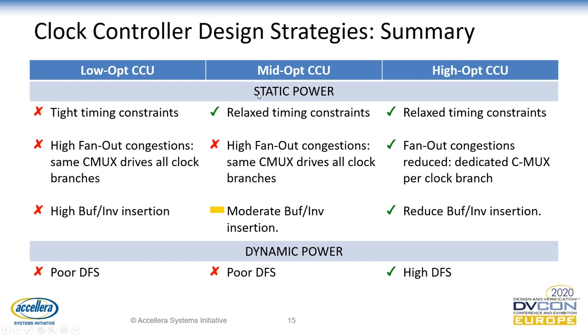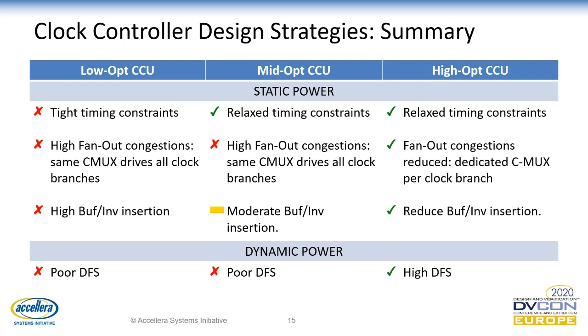On the mid-opt CCU, we have more relaxed timing constraints, because we made all the clock branches asynchronous to each other, but at the same time we still have one single clock MUX which drives all the clocks, so we expect a high fan out. And regarding the buffer insertion, because of the first two, we expect a moderate buffer insertion. On the dynamic power, the DFS is still poor, because we have only one clock multiplexer as source.